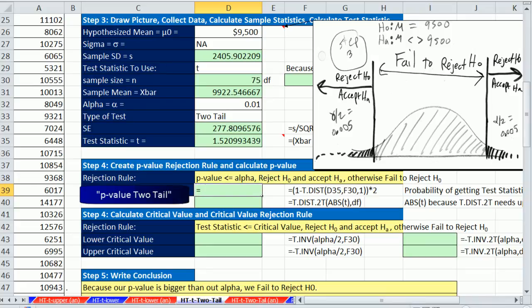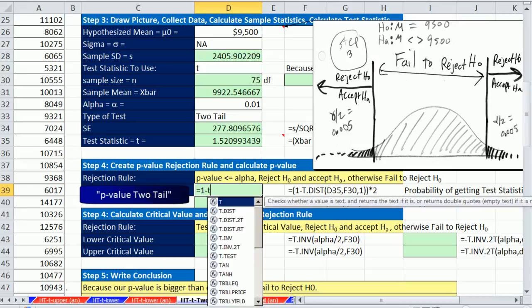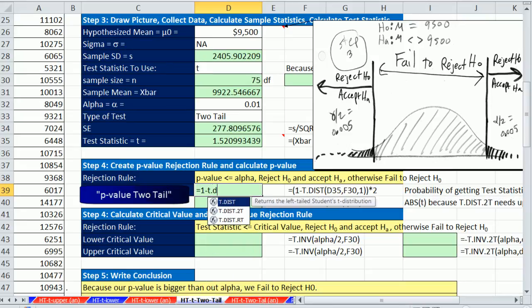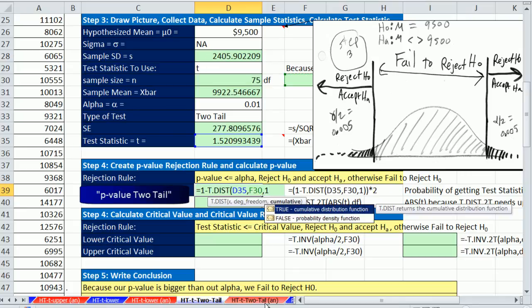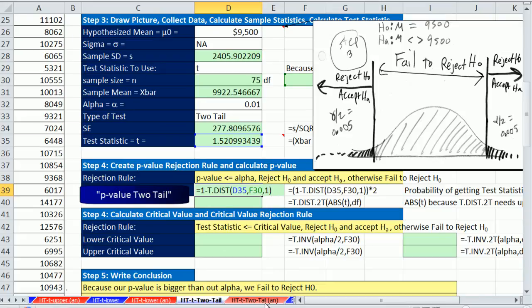Equals, and we're going to have to do 1 minus T.DIST. Our test statistic is that. Remember, we have to do 1 minus because if we put this in, it'll calculate from negative infinity all the way up to there. And we were interested in the upper part, comma, our degrees of freedom. And it's cumulative. Now, that gives us just the upper amount, 0.066.